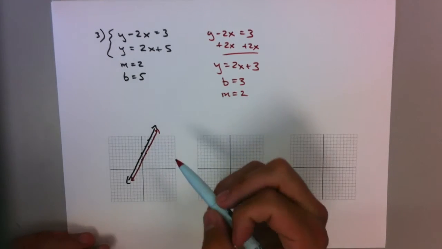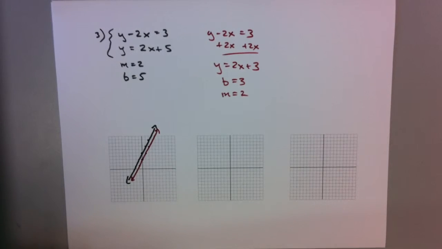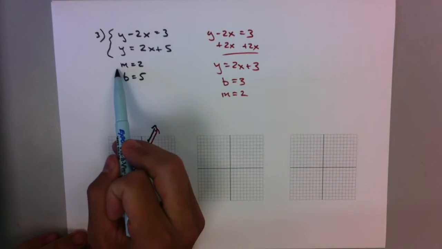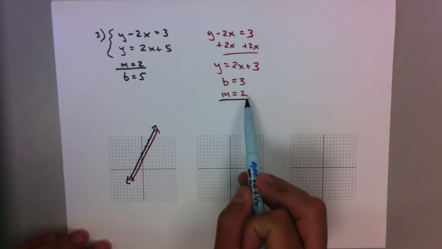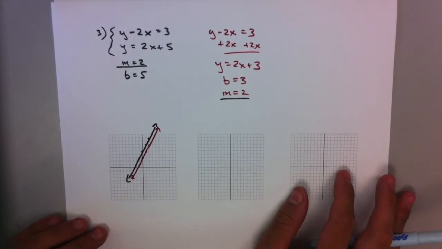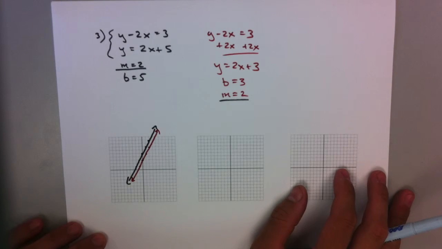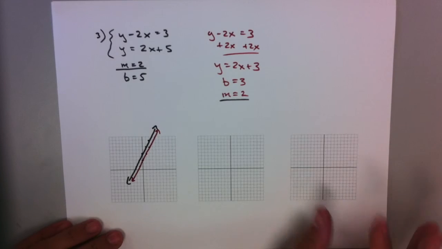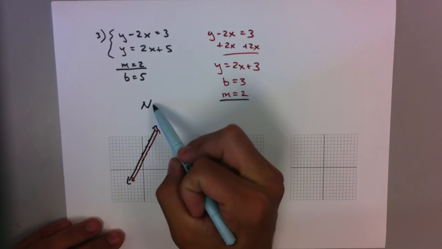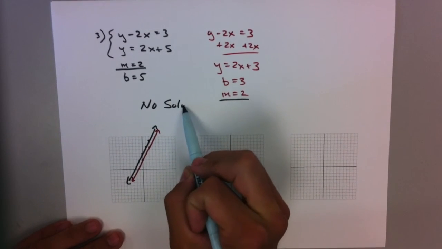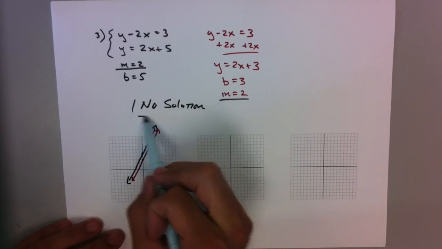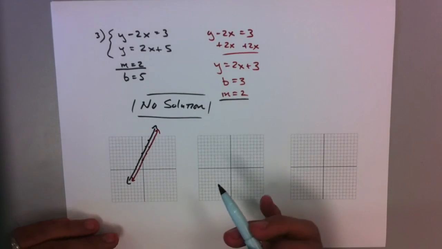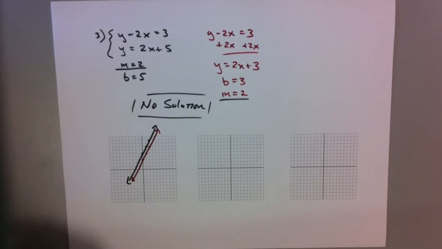They don't ever cross. Well, why would we have known that before we even graphed? Well, we should have known that because right here you see that the slopes are the same. And we know that if slopes are the same, then that means they're going to be parallel. Well, then what's the solution to this? Well, since they don't ever cross, that means there is no solution because there is no point that they have in common. Okay, that's it. That's how you go about solving systems using graphing.